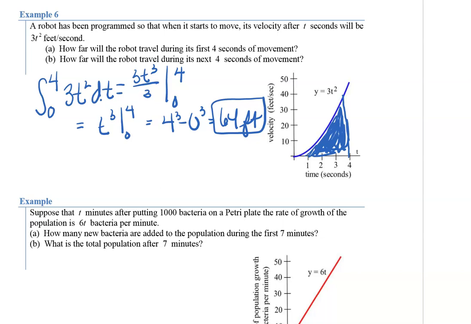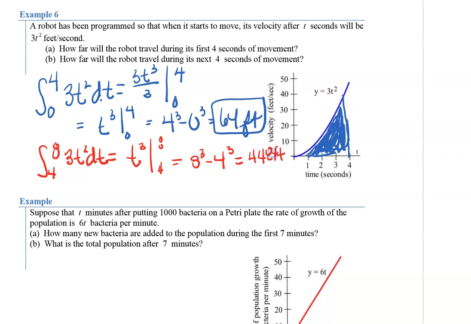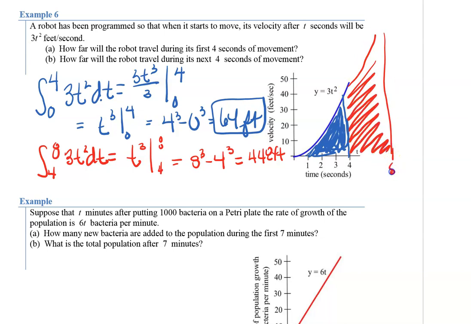Part B says, how far will the robot travel during its next 4 seconds? Well, that means from 4 to 8, because that would be another 4 seconds of 3t squared dt. Now, we already know that that gives us t cubed. I'm going to integrate from 4 to 8. So I'm going to say 8 cubed minus 4 cubed. Working with my arithmetic there, I get 512 minus 64, or 448 feet. And again, this would be like extending this graph out and finding the next 4 seconds to find our distance. And so again, this goes back to previous discussions, but it's still integrating from A to B.